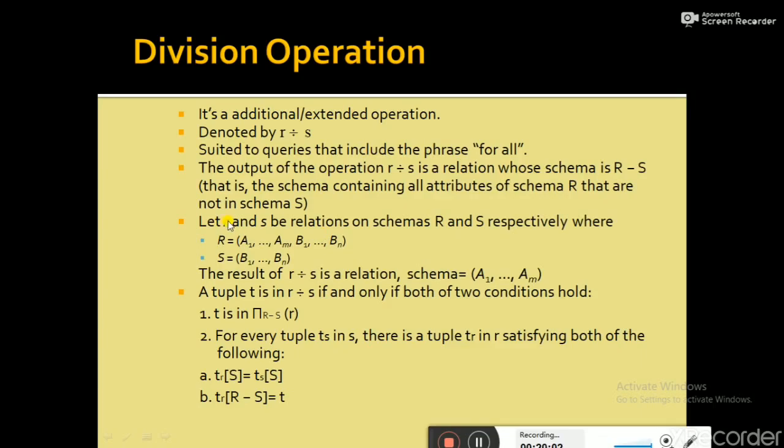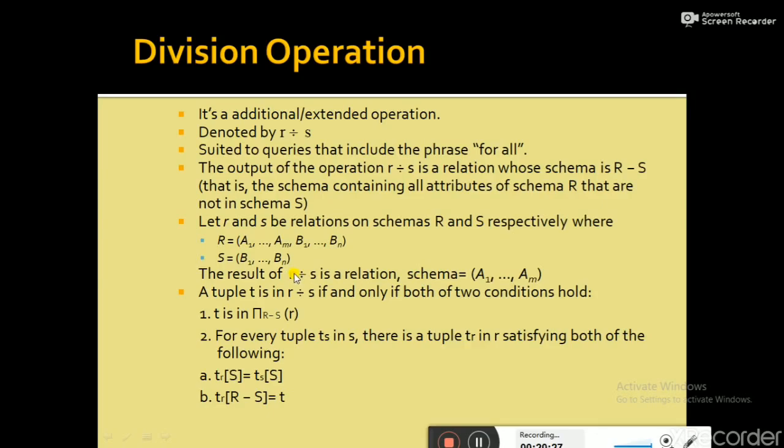Suppose R and S are two relations, and the schemas of R and S are given here. R relation has this set of attributes, and S has this set of attributes. If you perform R division S, then we get another temporary relation whose schema is only A1, A2, ..., Am. Why?